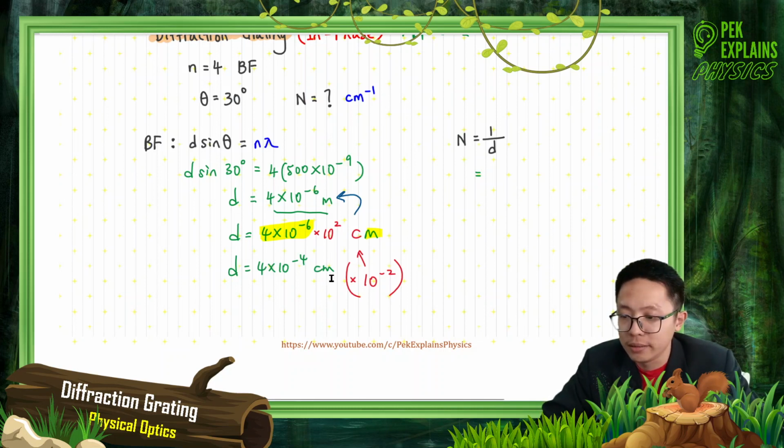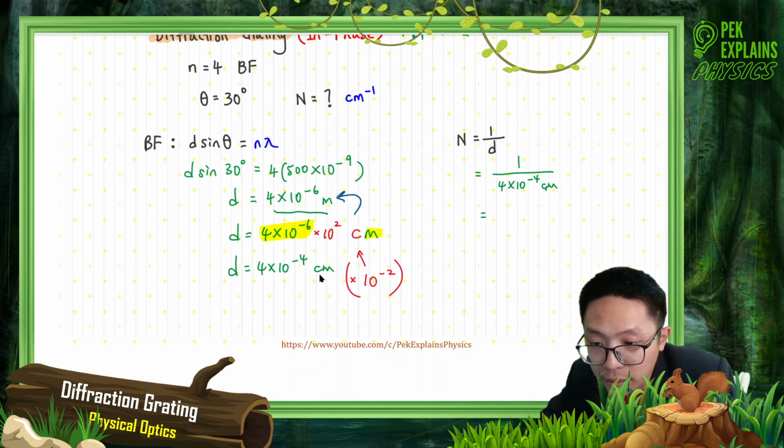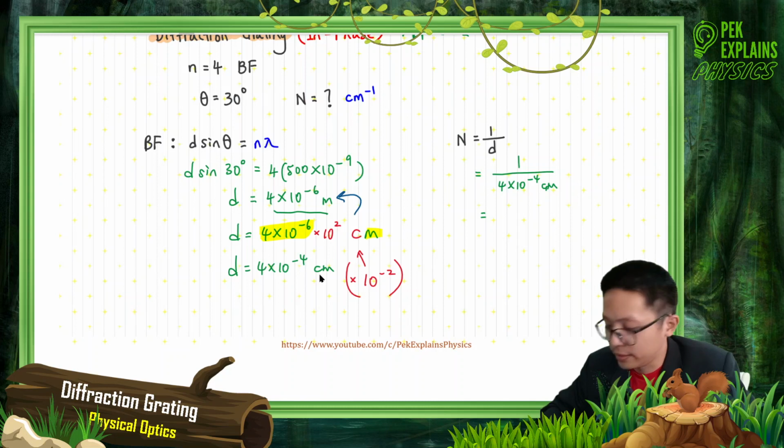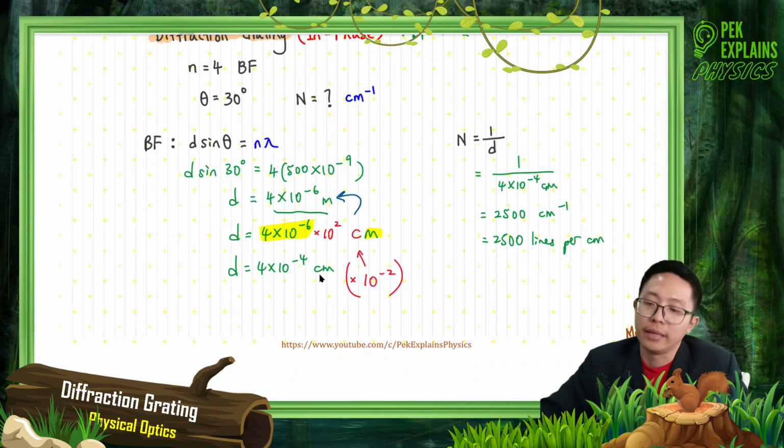Now I can find my N in unit per centimeter already, because my D is already in centimeter. That's how I do it. 1 over D is 1 over 4 exponent negative 4 centimeter. What's the answer then? 1 divided by that one. So how to get it? So I will get the answer in 2500 lines per centimeter. I got it. That's the answer. Or you can also write it like that, or you want to write it like that also can.